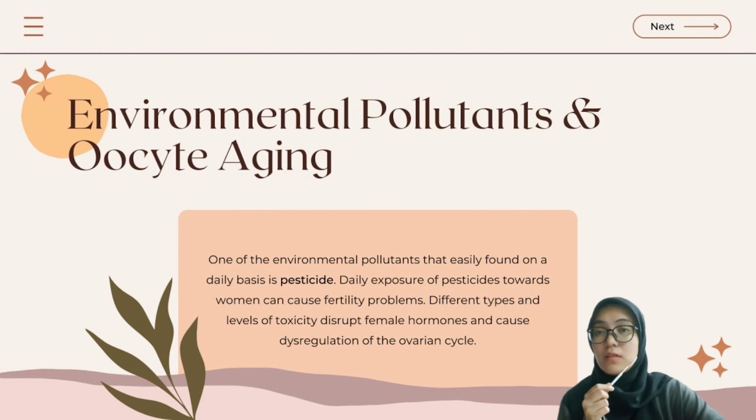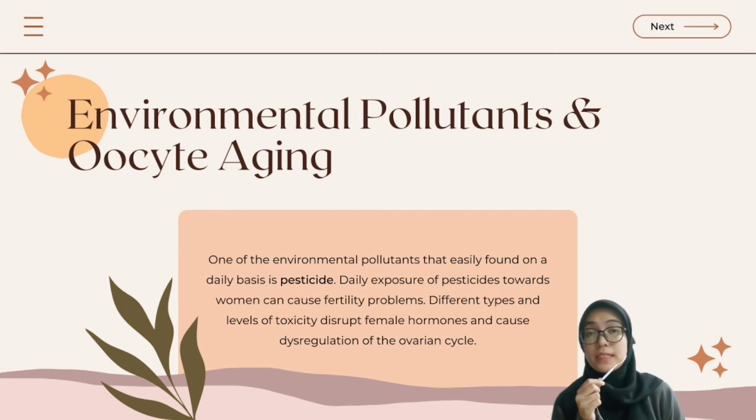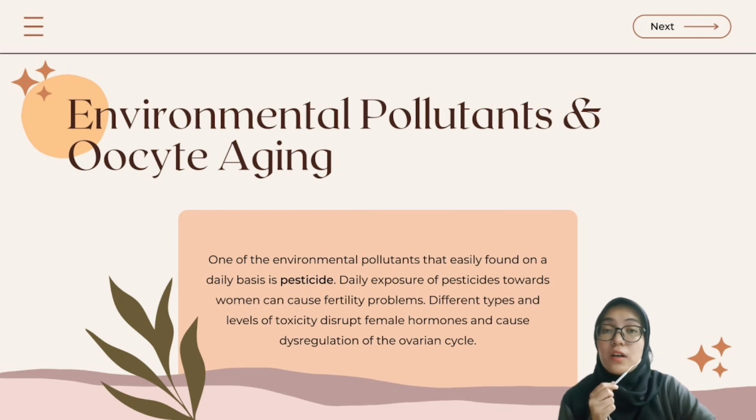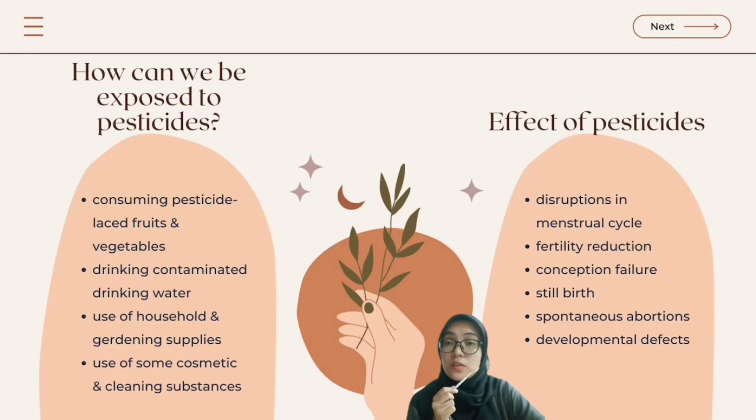Environmental pollutants also can affect oocyte aging. One of the environmental pollutants that we can find on a daily basis that affects oocyte aging is pesticide. So the lack of precautions and daily exposure of pesticides towards women can cause fertility problems. Different types and levels of toxicity have been shown to disrupt female hormones and cause dysregulation of the ovarian cycle. So now, how can we be exposed to pesticides?